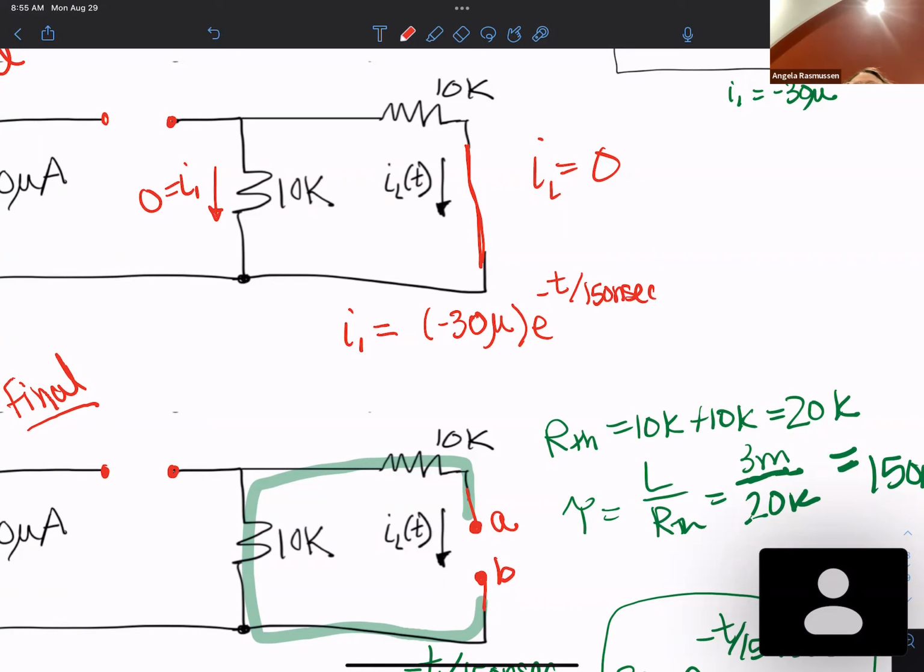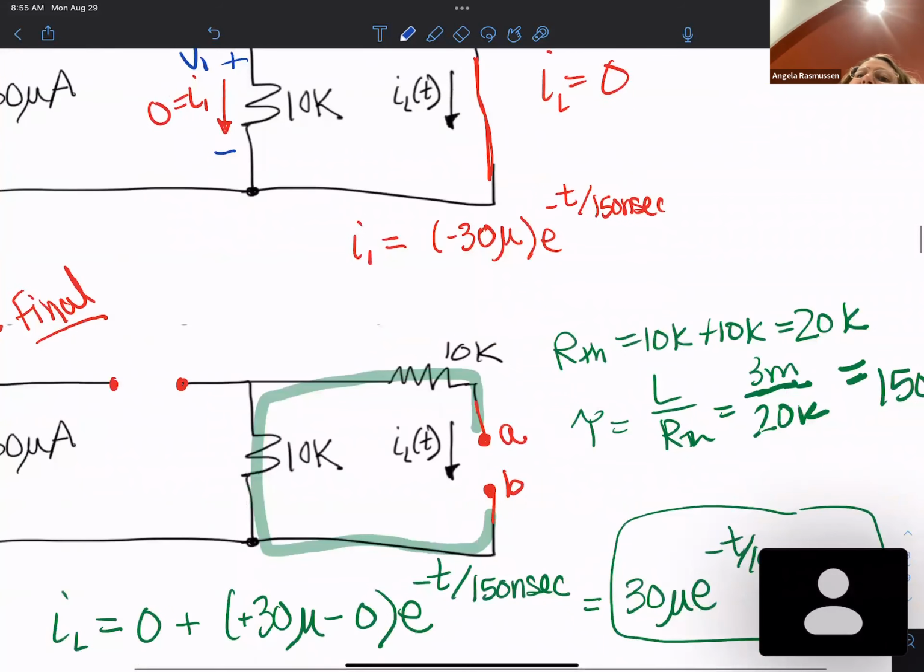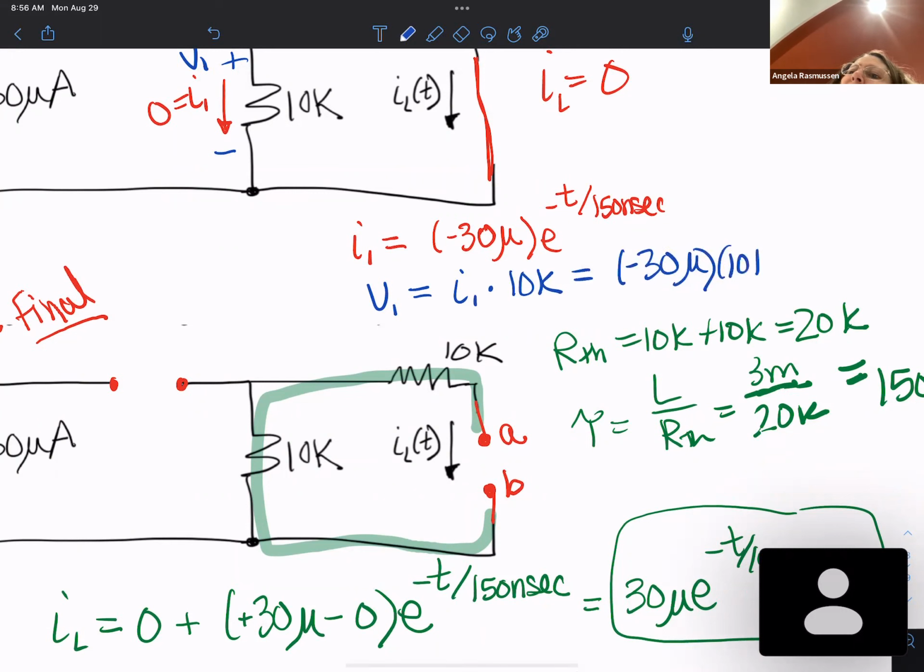What if I wanted to write v of t here? What if I want to find v1, just the equation for v1? Correct. We already have the equation for I1, so you know that V is equal to I times R. You just take that I1 equation and multiply it by 10K. So V1 is I1 times 10K, which is minus 30 micro times 10K, e to the minus t over 150 nanoseconds.